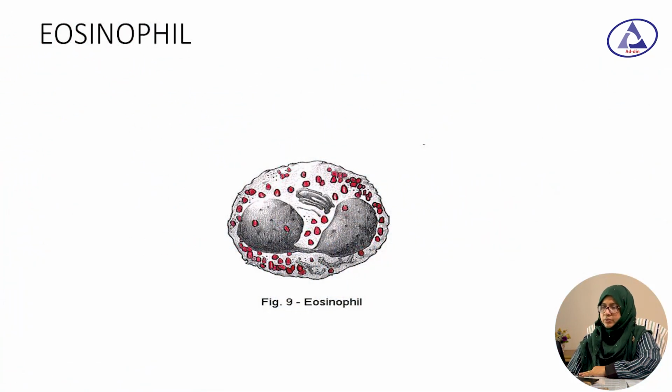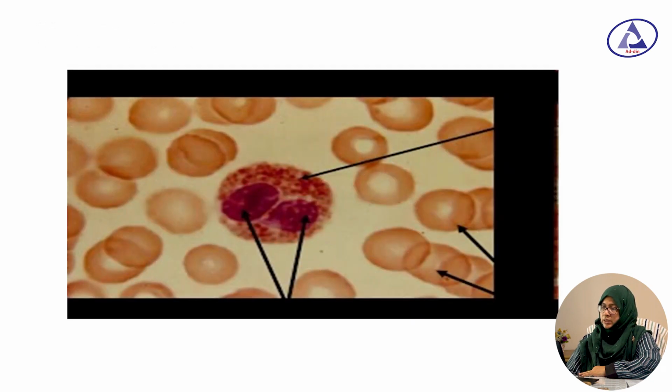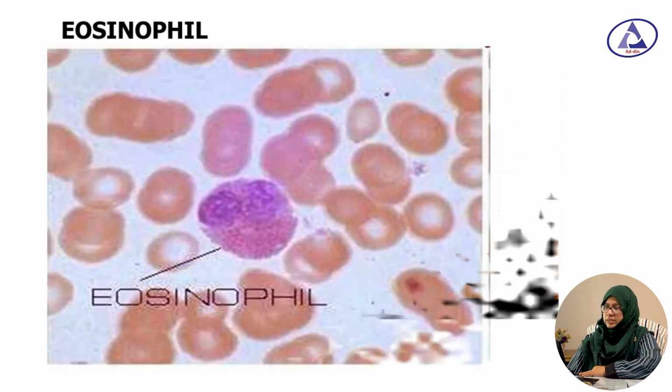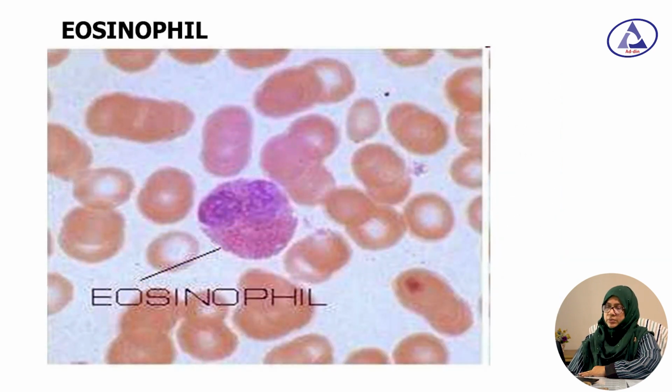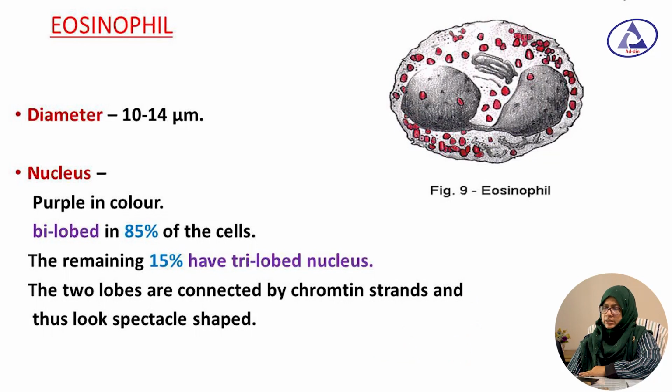This is the figure of the eosinophil, another granulocyte, and the microscopic figure on another slide. Now let us learn about the eosinophils in detail. It is about 10 to 14 micrometer in diameter. Its nucleus is usually bilobed, and it is purple in color.